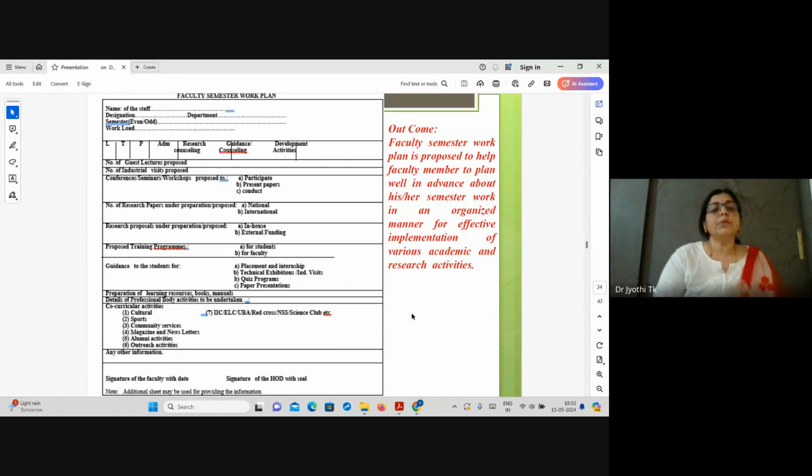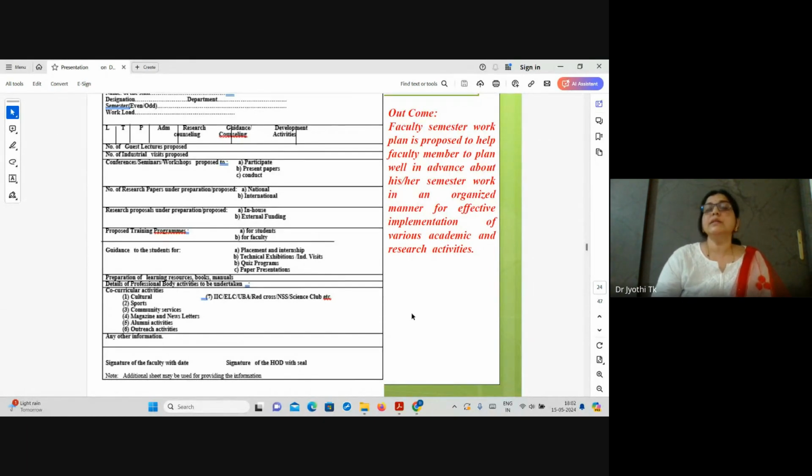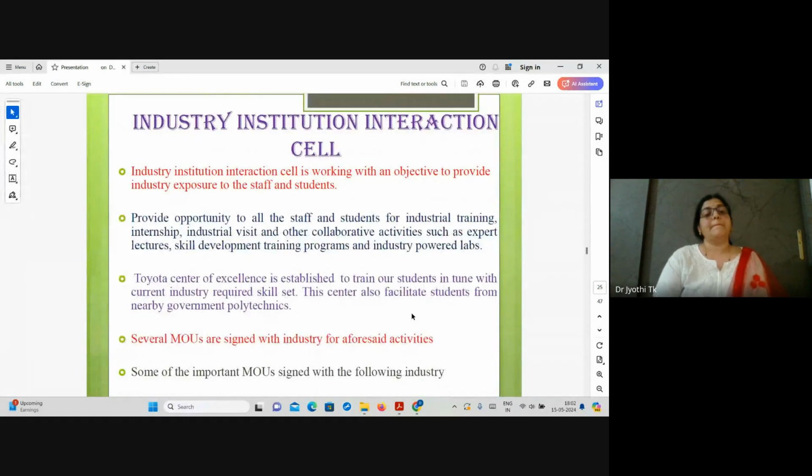So what is the outcome of this faculty semester plan? The faculty semester work plan is proposed to help a faculty member plan well in advance about his or her semester work in an organized manner for effective implementation of various academic and research activities.